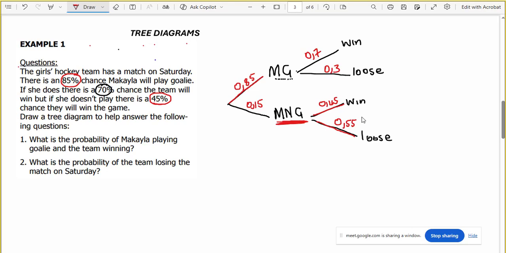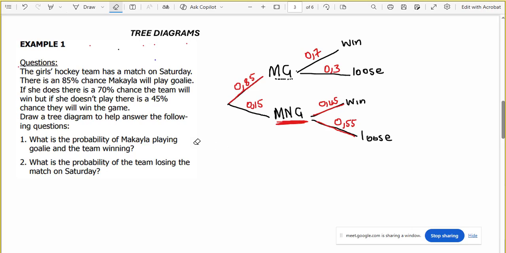Yes, I do. Remember, it's about understanding the statement. So the first probability was telling us the chance that Michaela will play goalie and not playing goalie. Then the next part is win or lose, depending on if Michaela plays goalie or not. If Michaela plays goalie, they say that there is 70% chance the team will win. That's why we said 0.7. So meaning that if Michaela plays goalie, there will be 0.3, which is 30% chance of losing. But if Michaela does not play goalie, there is 45% chance of winning and 0.55 chance of losing.